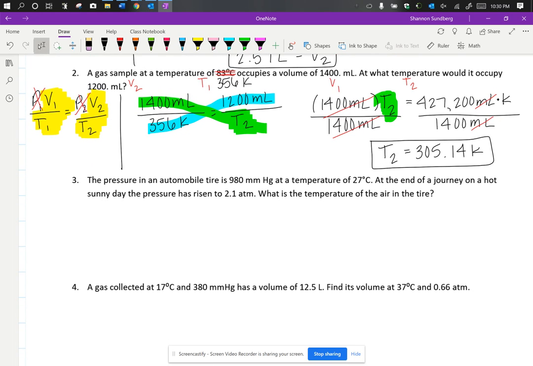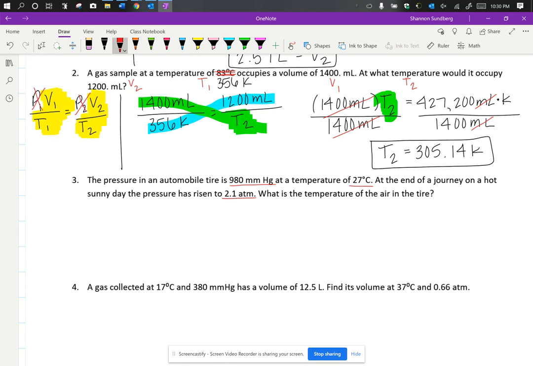Number 3. The pressure in an automobile tire is 980 millimeters of mercury at a temperature of 27 degrees Celsius. At the end of a journey on a hot, sunny day, the pressure has risen to 2.1 atmospheres. What is the temperature of the air in the tire? Well, a couple things here. This one's a bit of a mess. Why? Well, first thing, they gave us Celsius, and they gave us 2 different pressure units.